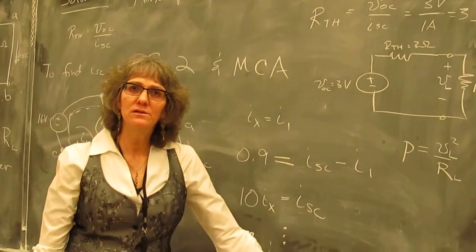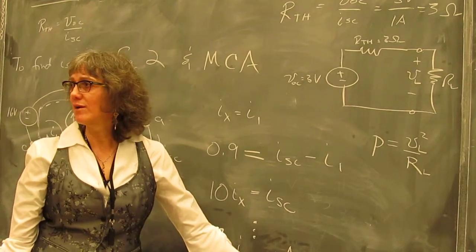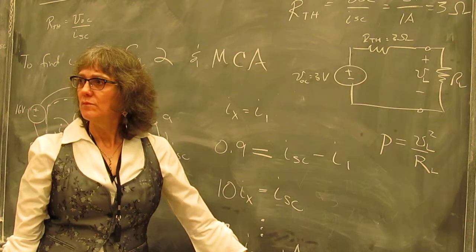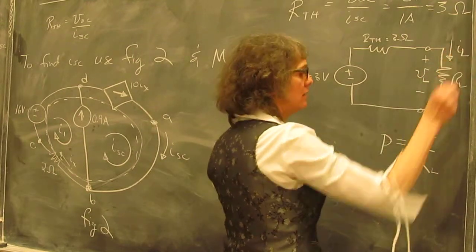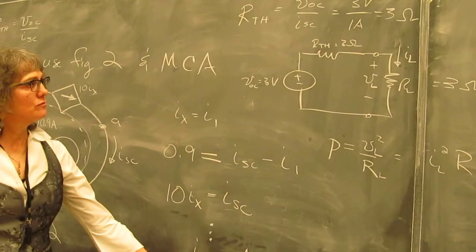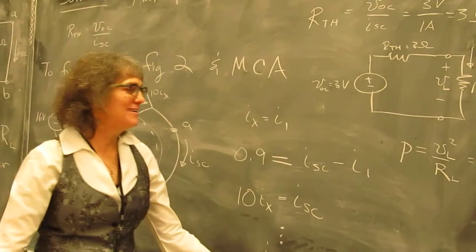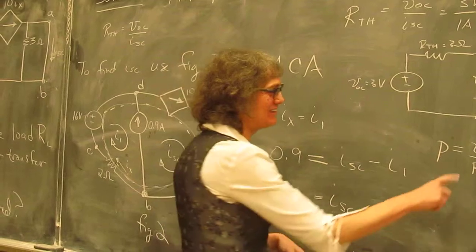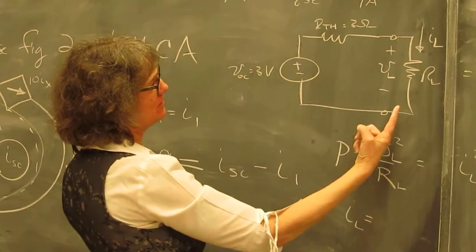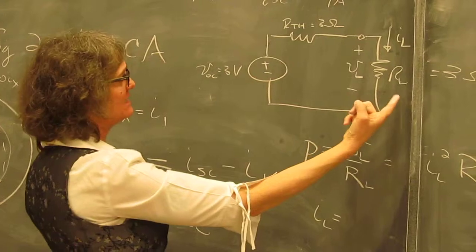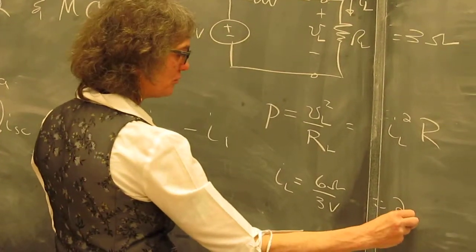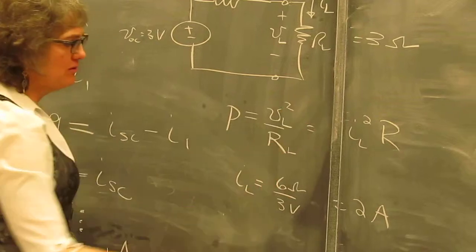But we don't know VL. Or, we can easily figure it out. You could also do I squared R. Let's call it IL, and then I squared R. But we also don't know IL. These are 2 equal resistors, so it's half the voltage on each. I'm not saying it's hard, let's just do it. IL you can get almost by inspection. These are 2 resistors in series, so the total resistance is 6 ohms, and the current is going to be 6 divided by 3, so 2 amps. Now you've got IL.